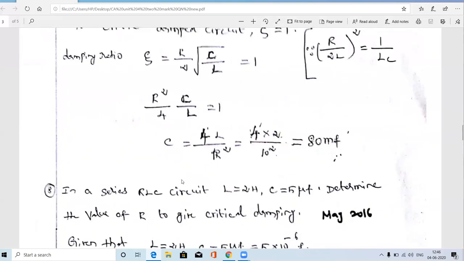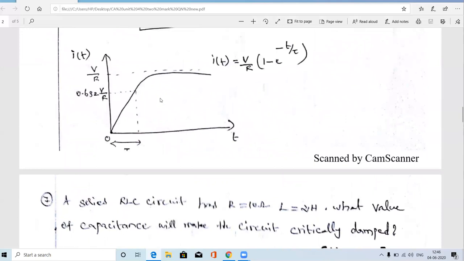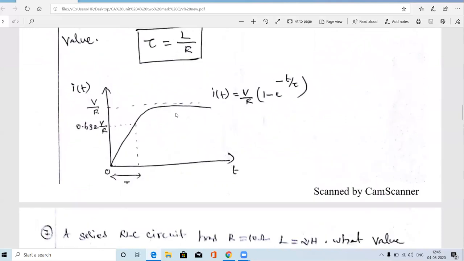So you see the graph. From this graph, the steady state response is this portion. After this point, the current flowing through the particular RL circuit reaches the maximum and constant value. You see that the maximum value is V by R. So this response is called the steady state response.